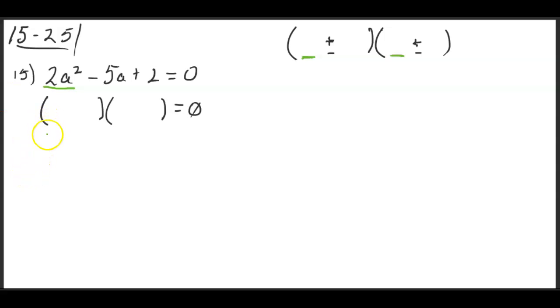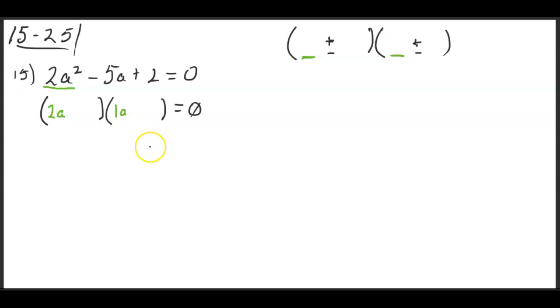So what two things can we multiply together to get 2a squared? Well, let's just take it in parts, right? What can we multiply to get 2? Well, we can take a 2 and multiply it by a 1, right? And how can we get a squared? Well, that's going to be an a times an a. Okay? So we know that much.